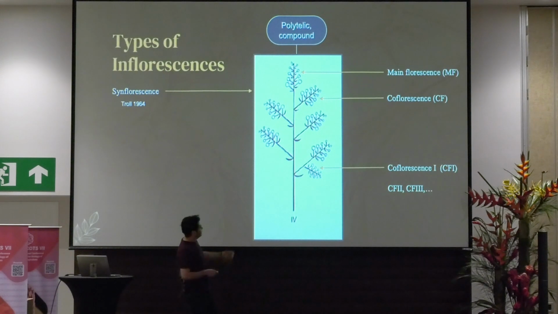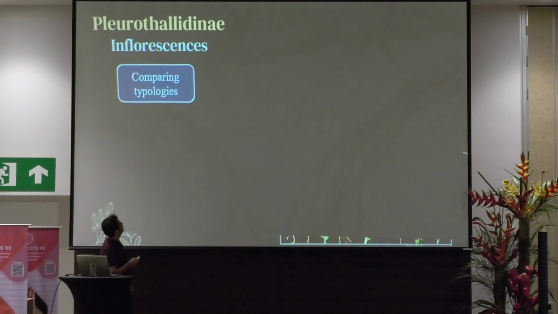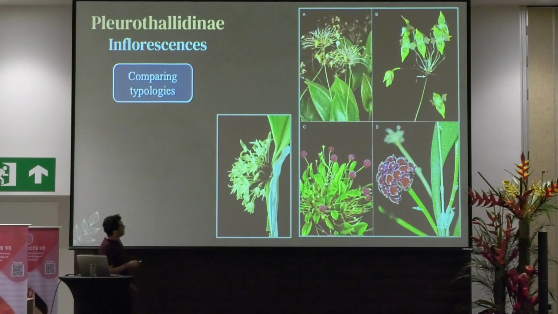As you can see here, this is very similar to what we have in Pleurothallidinae. So what we are actually seeing in Pleurothallidinae is a lot of coflorescences. Now we are going to study another 3 typologies of 3 different species. First, we have this species of Myoxanthus, this species of Pleurothallidinae, and this species of Platystele velata.